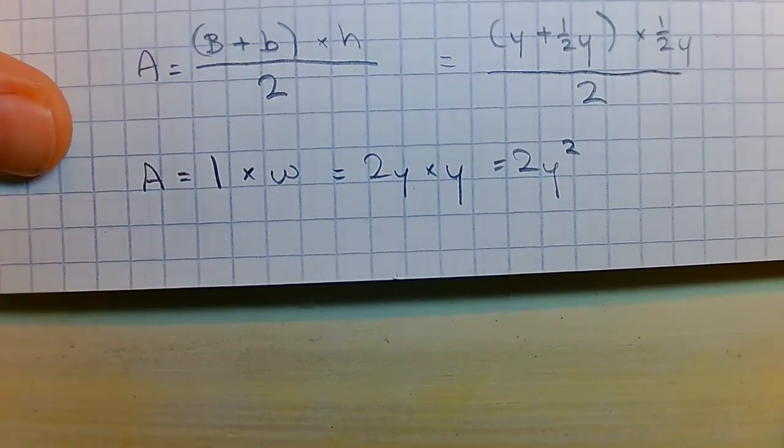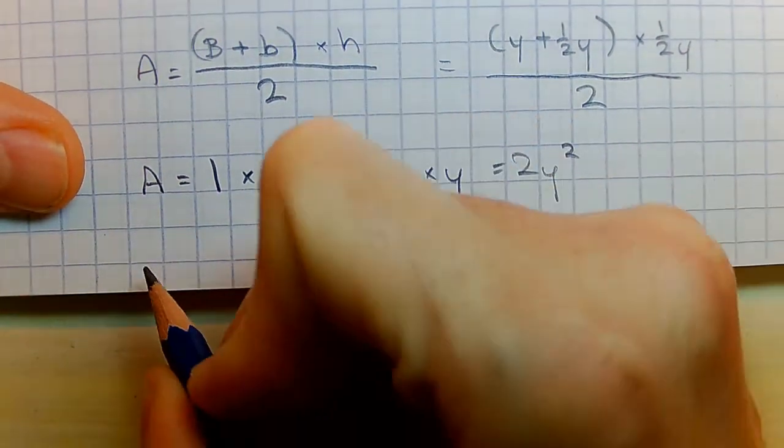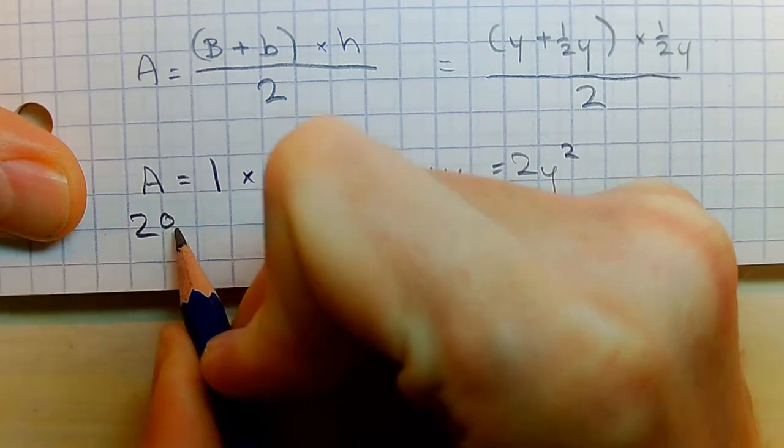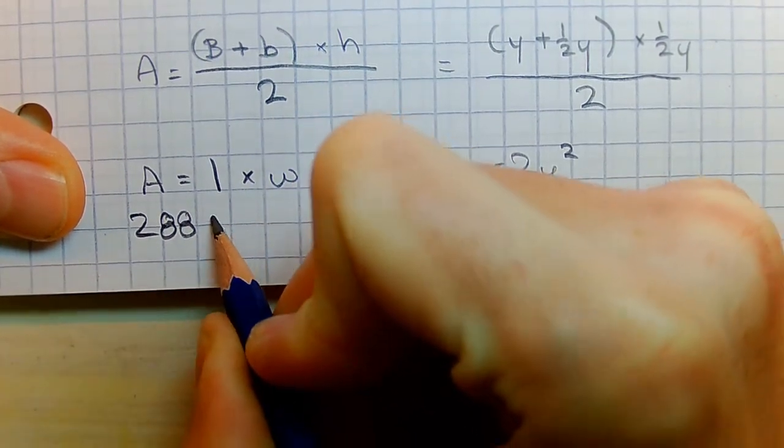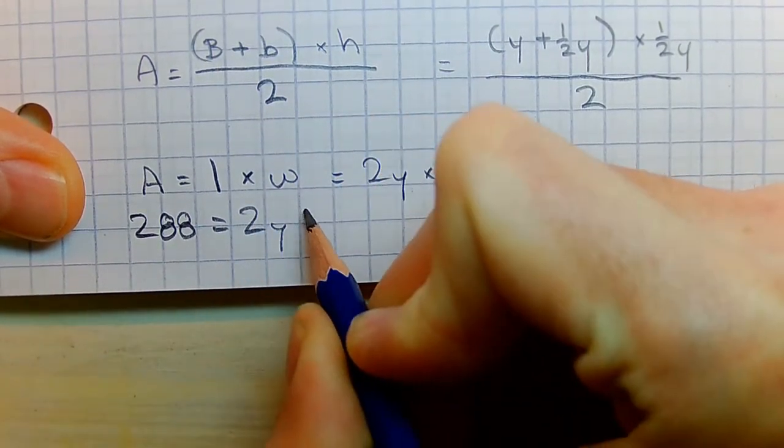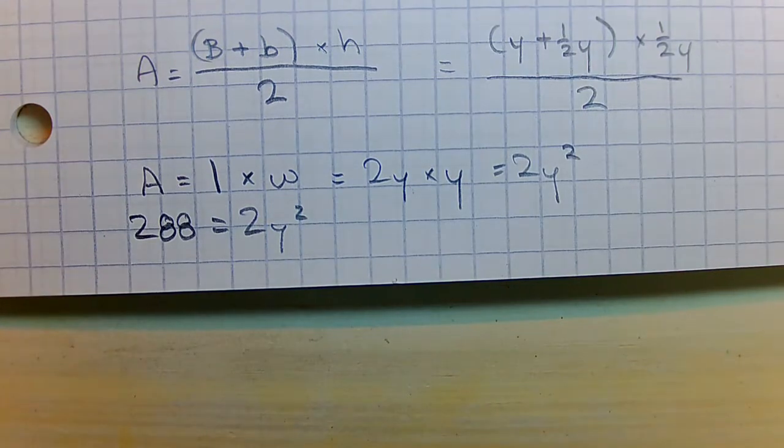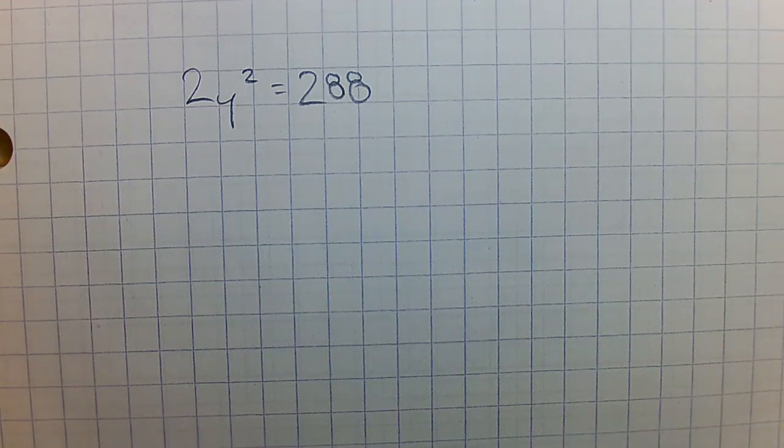So we know that information. We can say 288 is equal to 2y squared. Now we need to simplify this algebraic expression. So let's think about how we can simplify this expression.